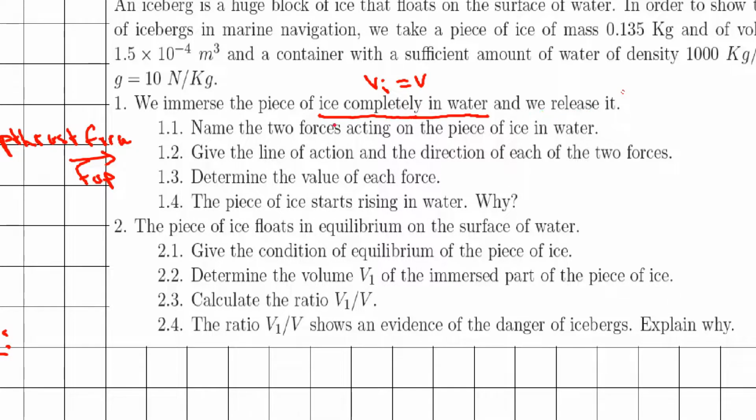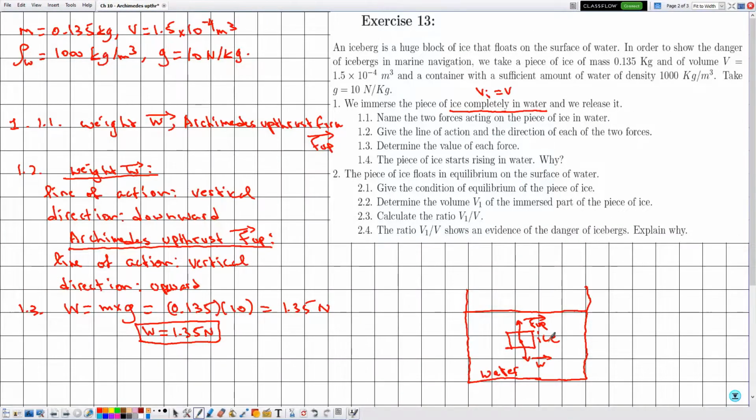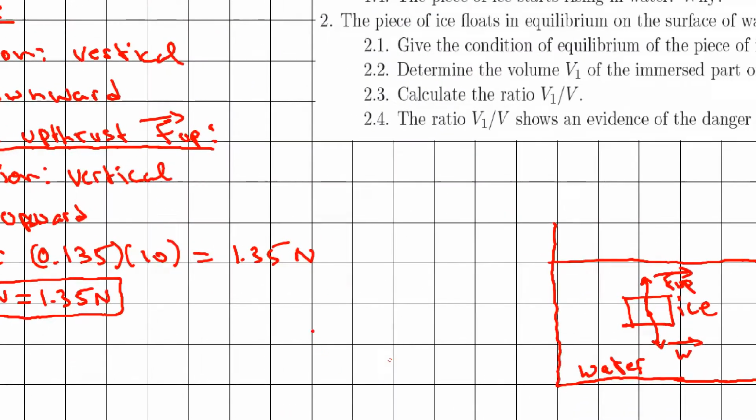And simply because here they are telling us we immerse the piece of ice completely in water and we release it. So when we have placed ice in this position, we don't know whether ice will float to the surface or sink to the bottom or float inside the liquid. So yet the piece of ice is not at equilibrium. Then we cannot use the condition of equilibrium, which is given by W vector plus F upthrust vector is equal to 0 vector, because yet this condition doesn't hold.